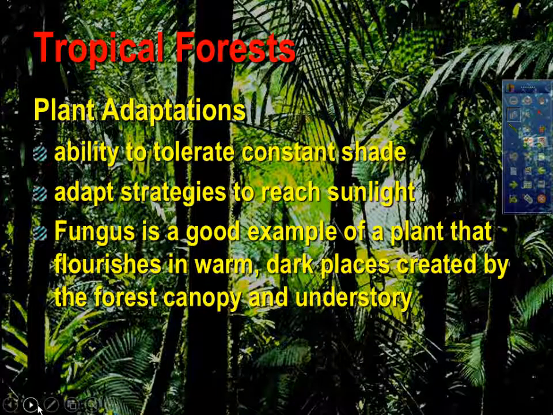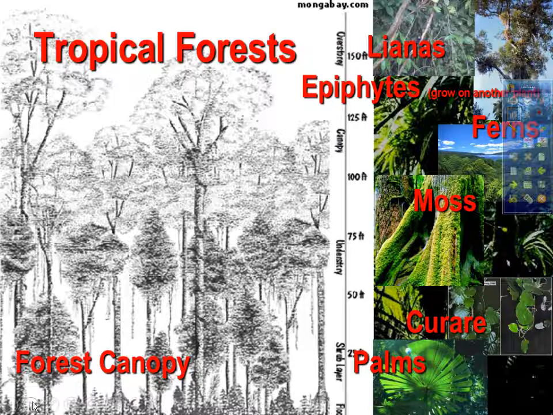The adaptations in a rainforest to a rainforest plant is that if you're on the forest floor, they're tolerating constant shade. They're adapting strategies to reach the sunlight. There's a lot of fungi, which is not a plant, but a lot of fungi on the forest floor to take care of that high rate of decomposition.